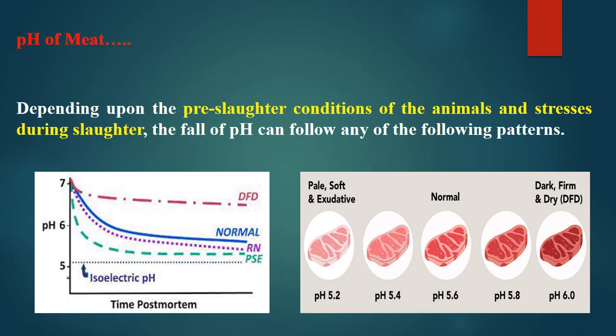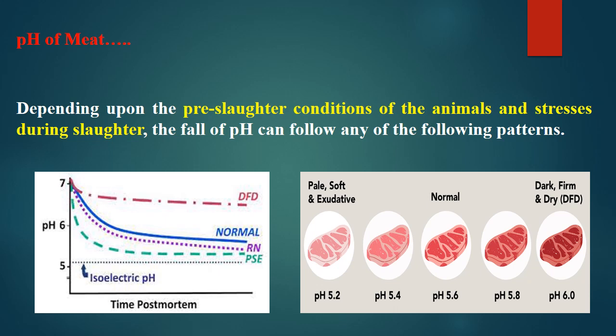Here we can see the bottom green color, which is a very sudden fall of pH, almost reaching 5.2 or 5.4, and the top one in pink color, which is not falling much, with very little fall of pH, remaining at 6.4, 6.8, quite high. These two are abnormal, whereas the one in blue color is the normal, where the pH declines slowly and finally reaches around 5.4 to 5.6. That's the normal pattern.